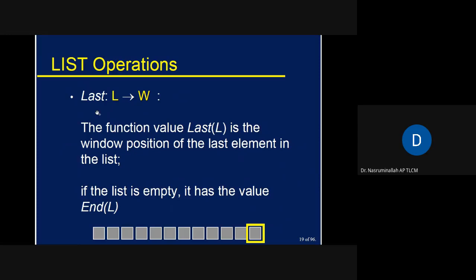Similarly, we need an operation last. To the last operation or function, you will pass the list, and it will return a window location of the last element in the list. As seen graphically here, if you have a list, the last operation will move you to the last element in the list.